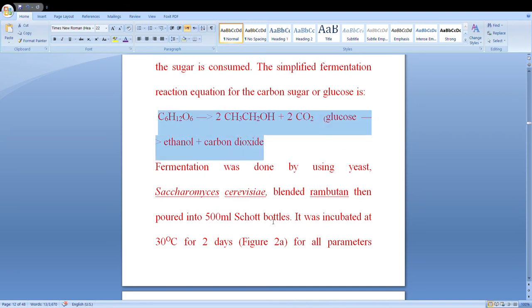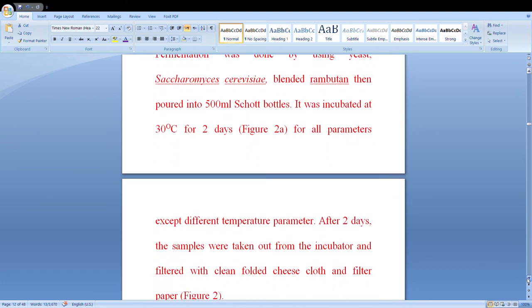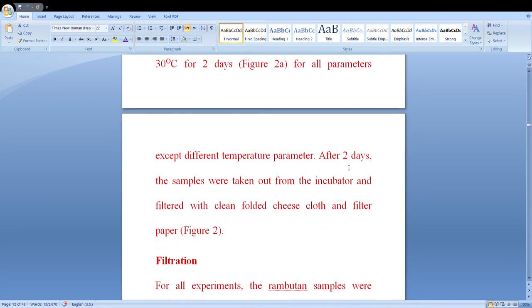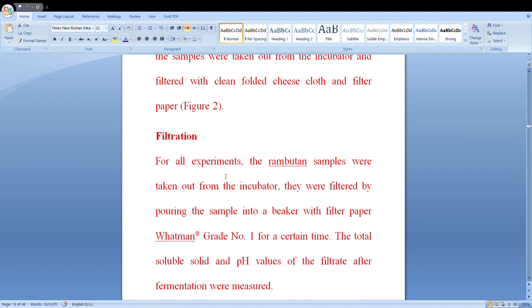Fermentation was done using yeast, Saccharomyces cerevisiae. Blended rambutan was poured into a 500 ml Scott bottle. It was incubated at 30 degrees for 2 days. In Figure 2 you can see all parameters except the different temperature parameters. After 2 days, samples were taken out from the incubator and filtered with clean folded cheesecloth and then filter paper. In Figure 2, you can see the filtration.